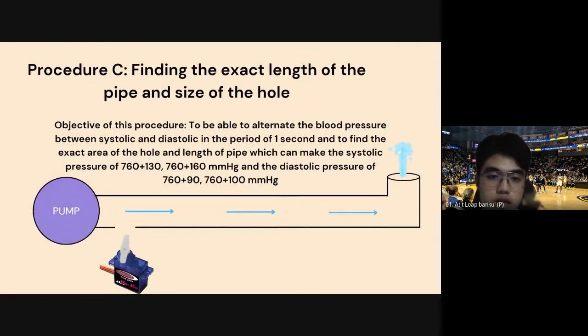And as I said, I have to alternate the pressure between systolic and diastolic. For this one, we will have a hole and a servo. The part when the servo covers the hole will be systolic pressure. But when the servo does not cover the hole, you will have part of the water coming out, and that will reduce the pressure, and the pressure will remain at diastolic pressure. That is the mechanism of our experiment. Next.